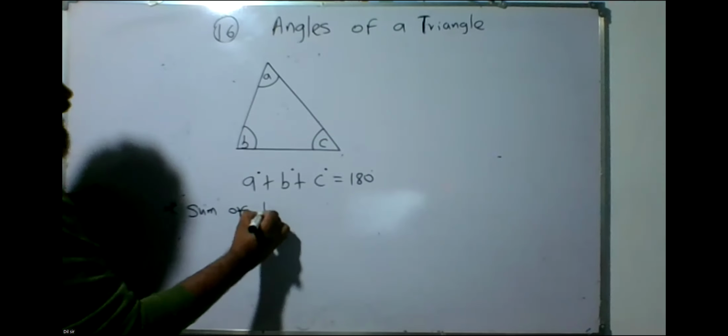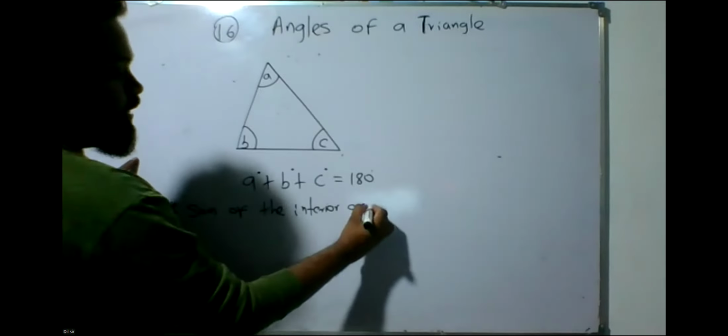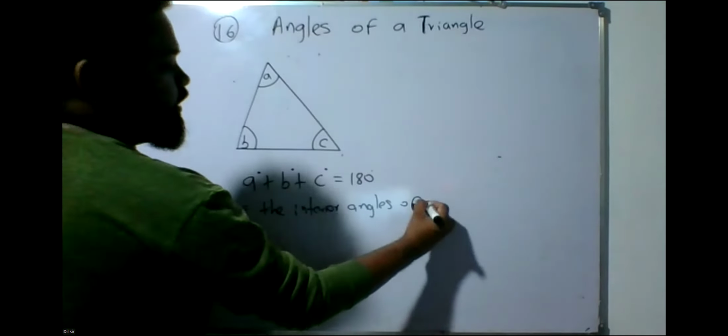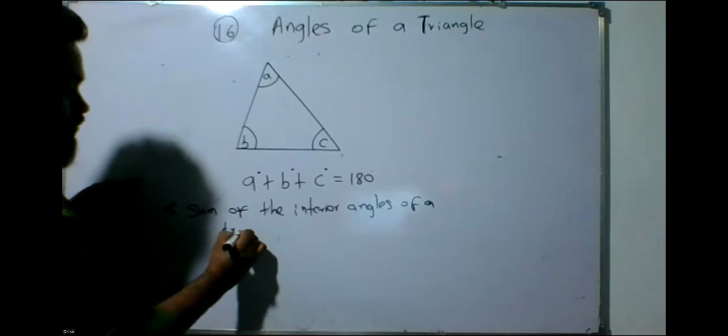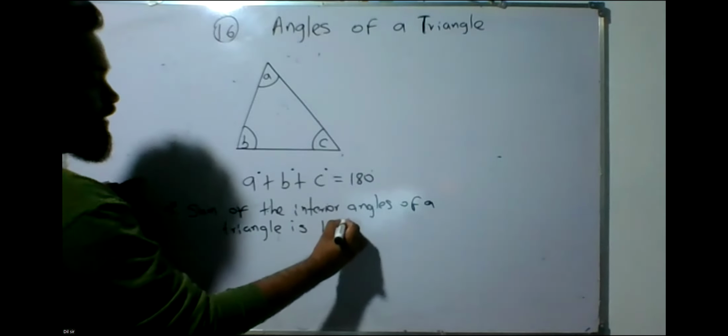Sum of the interior angles of a triangle is 180 degrees, right?